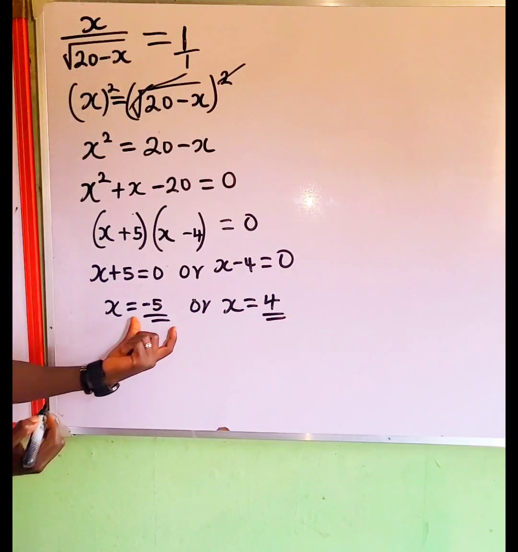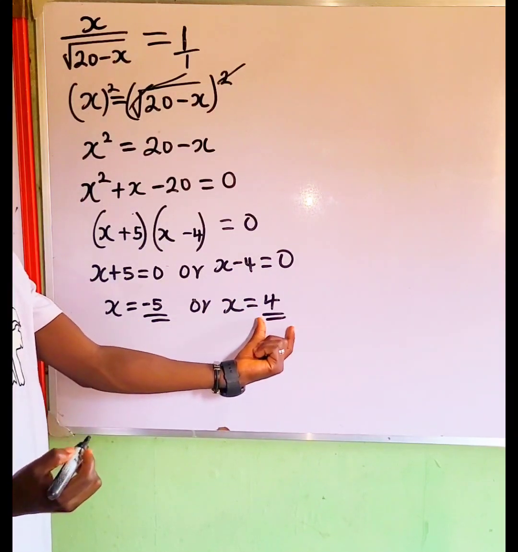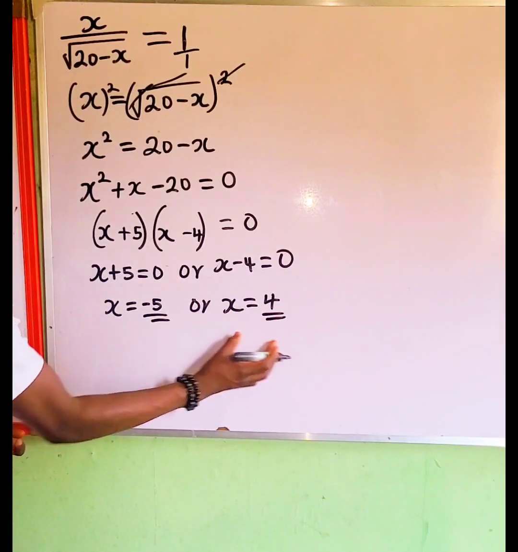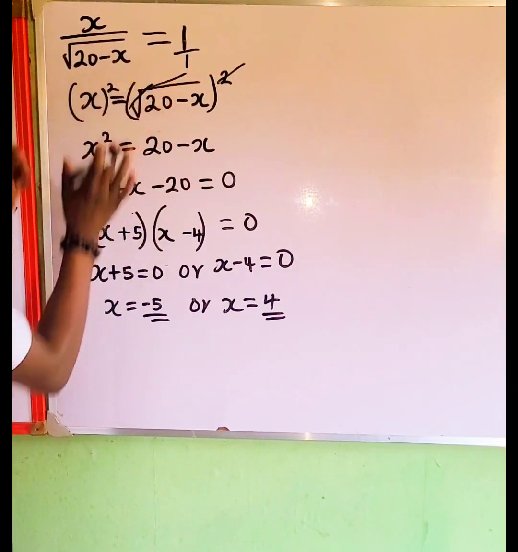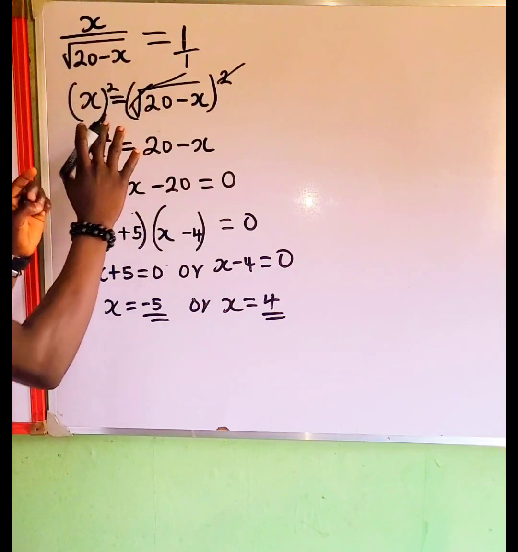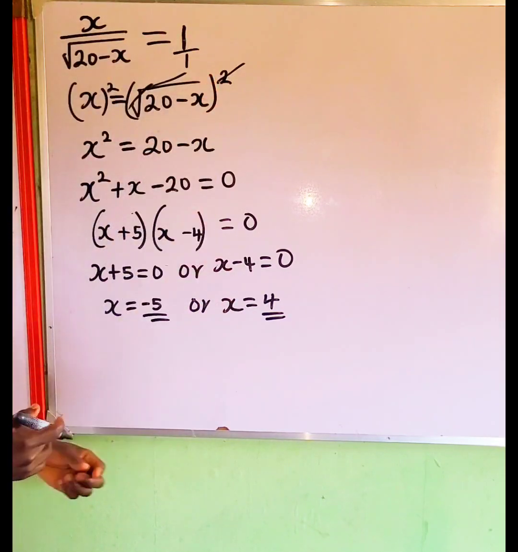So therefore, negative 5 and positive 4 are the two values of x that satisfy this equation. When you substitute these two values into this equation, you are going to see that the left hand side is going to be the same as the right hand side.